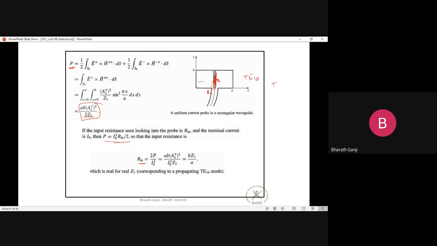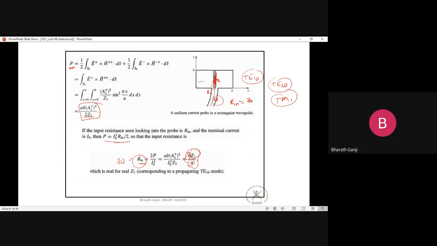Similarly, I can calculate how much input impedance I can see for the TE20 mode, and how much input impedance I am going to see for the TM11 mode. So for whichever mode Rn is close to the Z0 of this coaxial line, most of the power will be coupled to that mode. So that is how we look into it. I can see that Rn for the TE10 mode basically depends upon b, a and Z1. So if I can manage these ratios such that Rn is close to the Z0 of the coaxial cable, then I can couple most of the power to the TE10 mode.